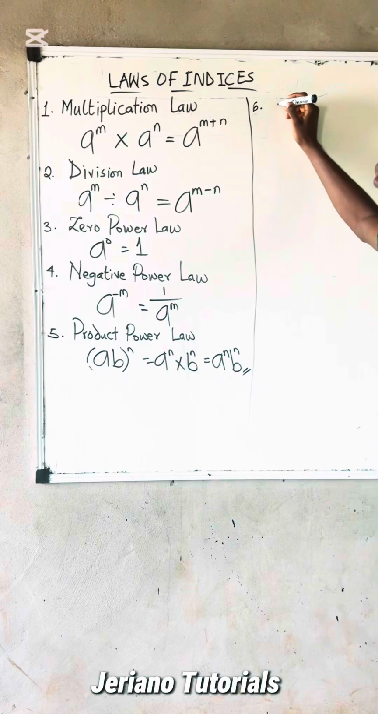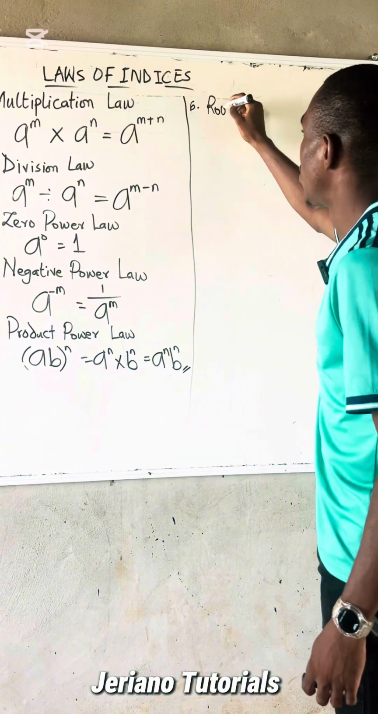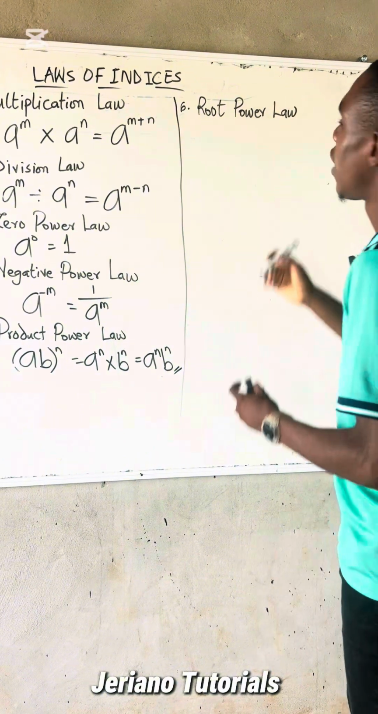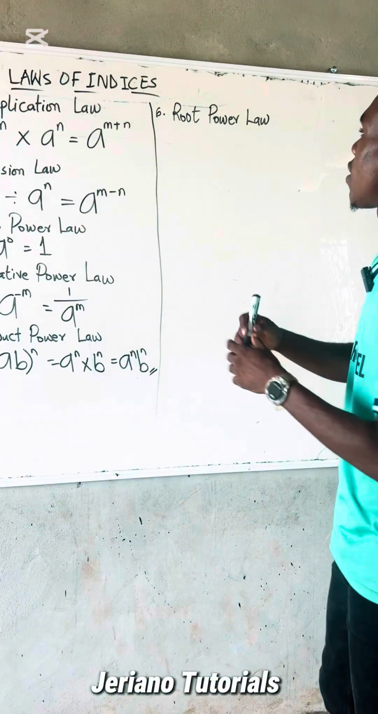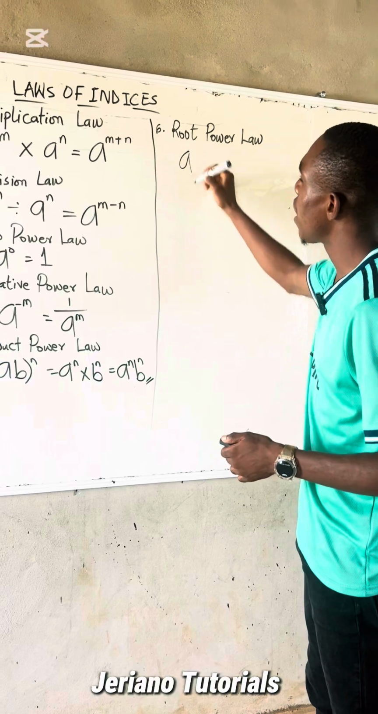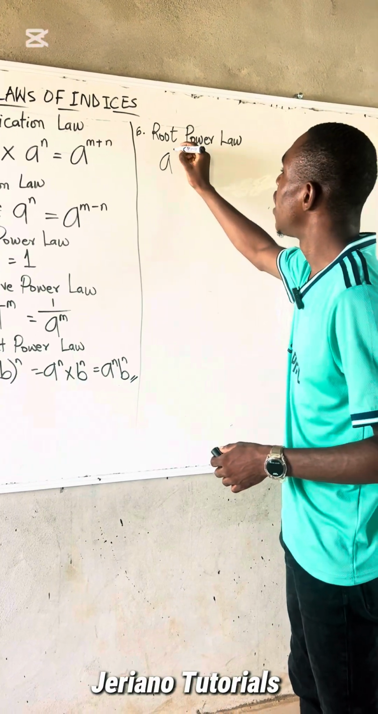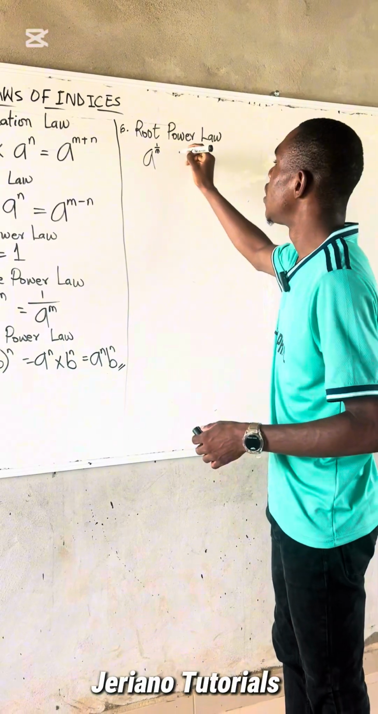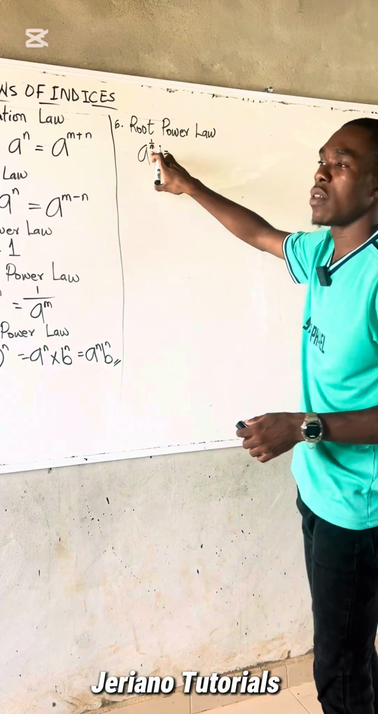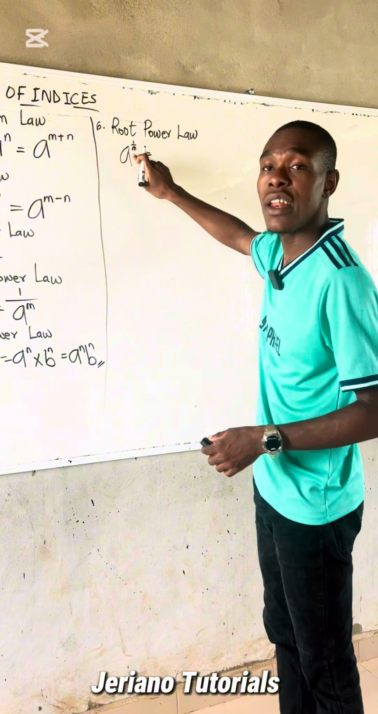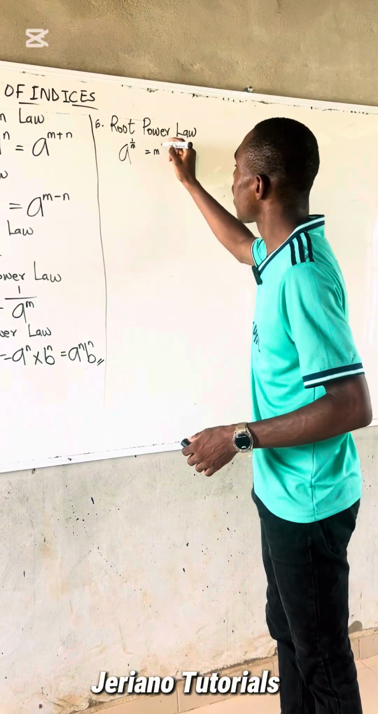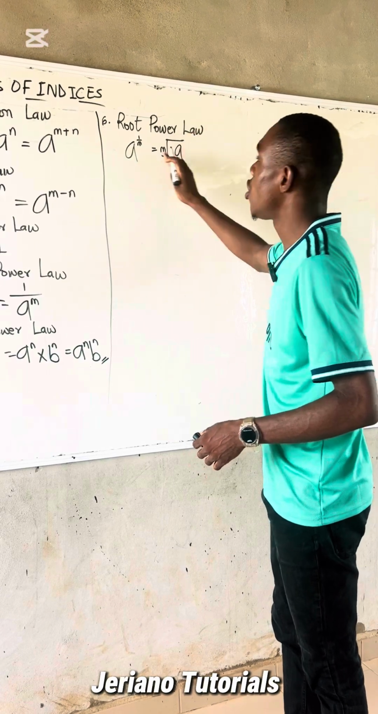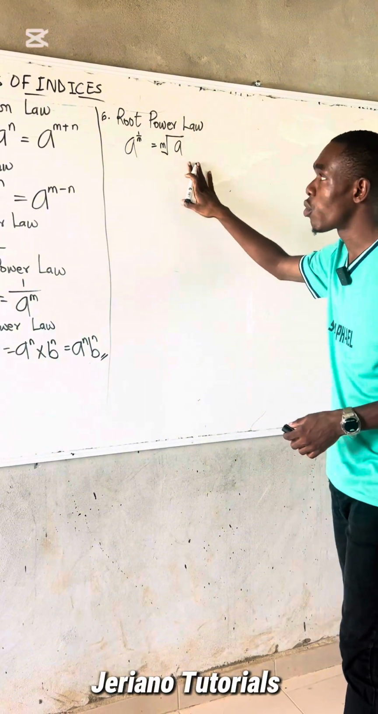We have the sixth law, the root power law. Now, it says in this format where you have a base raised to the power of a fraction at the power level. What you do is you make the denominator of your fraction take the root of your base only.